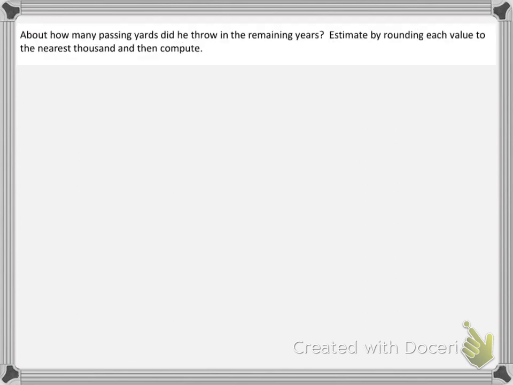And then you're going to use estimation to help you see, to round each one of those previous values to the nearest 1,000. And then you can add them up and see what you got.